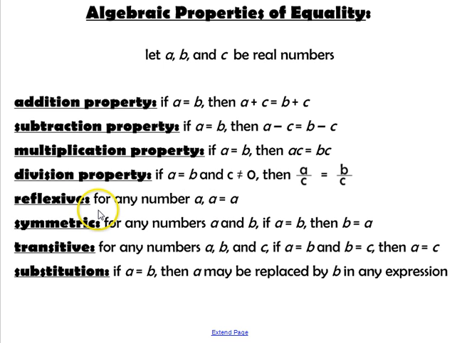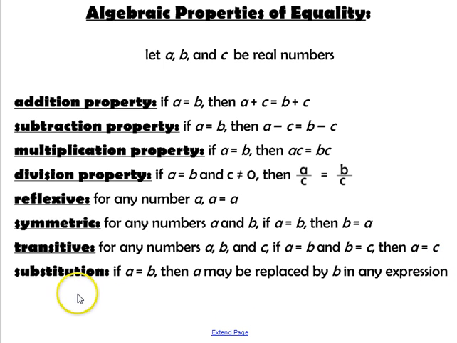The reflexive property says that for any number, a equals a. So any number is equal to itself. The symmetric property says that if you have numbers a and b, and you can say that a equals b, then b also equals a. The transitive property says for any numbers a, b, and c, if a equals b and b equals c, then we can say that a equals c.